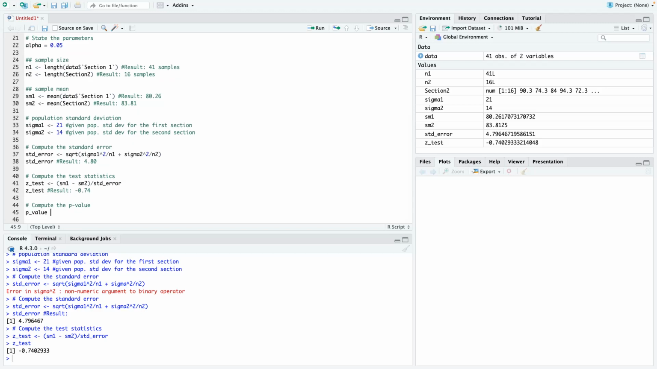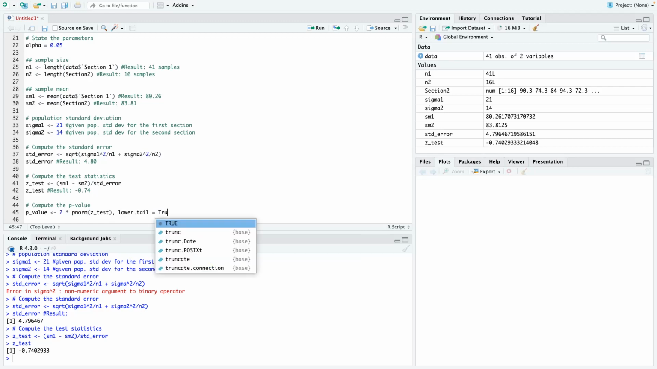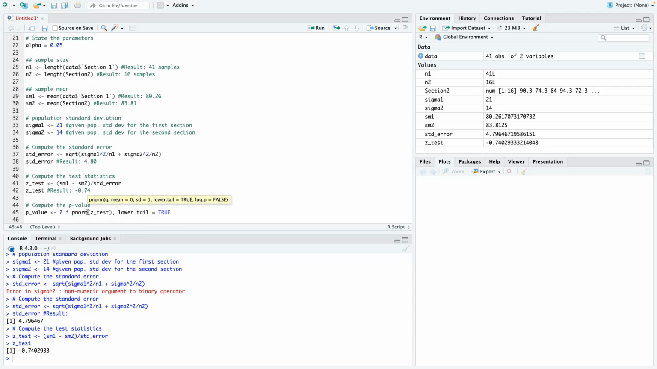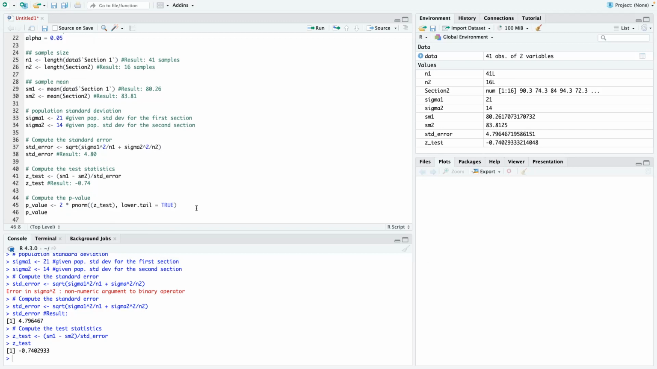And then we have to compute the p-value. So the p-value equation would be 2 multiplied by p-norm of z test. In this case, we're not subtracting 1 from it because our z value was negative, so we're going to use the negative z distribution table. That's why the lower tail, you put that as true. If our z-test was a positive number, then you would put the lower tail as false. So please take note of that. Sometimes that can be very confusing to people. If this value here is positive, change this to false. But because it's negative, you leave this as true. Please take note of that.